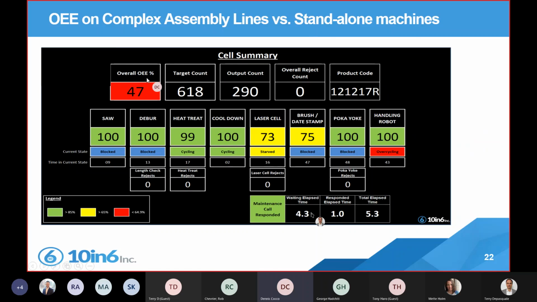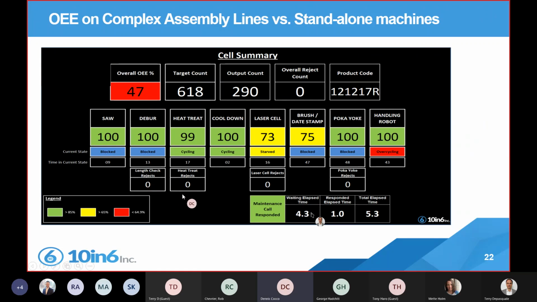Your end of line OEE is 47%. And then you have that isolated OEE metric at each station. A score of 100 means that this station, in isolation of the rest of the line, runs at 100% of its targeted rate. It never slowed the line down. It never had cause for causing a hiccup in the process. The laser cell and the brush date stamp cells both run at a much lower isolated OEE metric, meaning that in isolation of everything else on the line, if this was the only station on the line, you would be achieving end-of-line performance of 73% OEE. When you couple that with the fact that this station is not running very well, you end up at 47%.